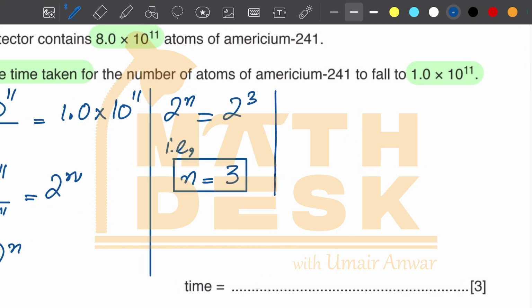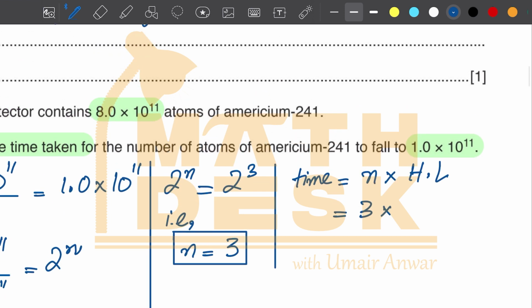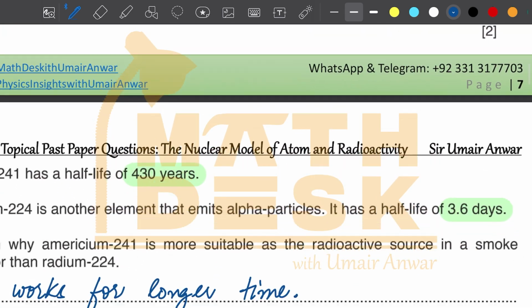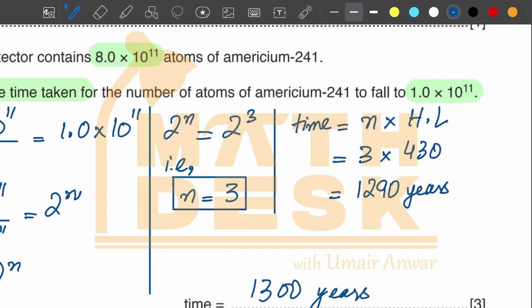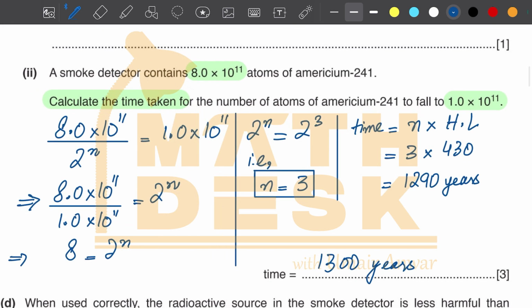Now in order to find the time, we just need to multiply this number of half-lives with the half-life value. So 3 would be multiplied by the half-life, which was given to be 430 years. So I'm multiplying it by 430 and the answer is 1290 years, which would be converted to two significant figures and written as 1300 years, the answer for this part.